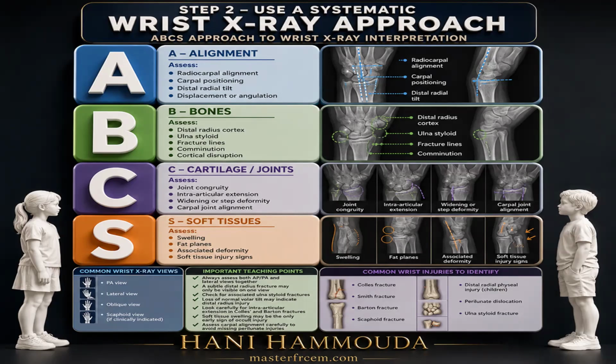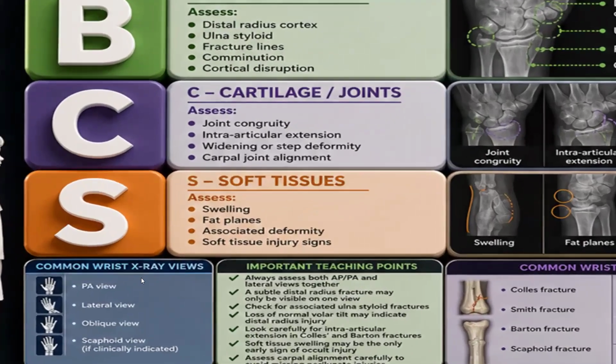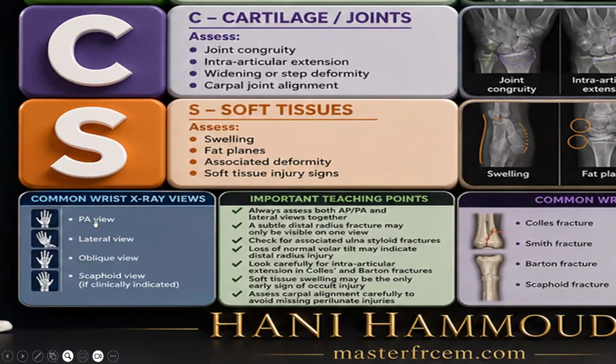In the wrist, we can appreciate Colles fracture, Smith fracture, Barton and scaphoid fractures, distal radial physeal injuries in children, perilunate injuries, and ulnar styloid fractures. Also, we can interpret the X-ray by noticing these common points. There are common views which are important to appreciate any fractures: PA view, lateral view, oblique view, and scaphoid view. So these are the views that we can use to see different types of fractures in the wrist joint.